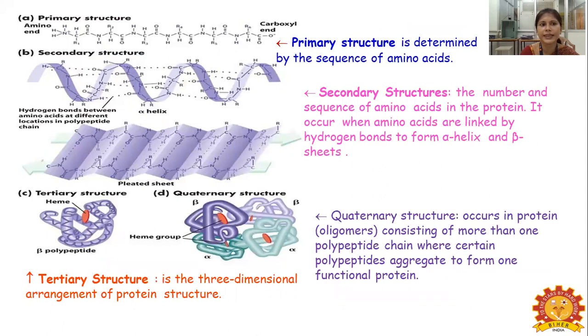So here we can see the individual structures. The primary structure is determined by the sequence of amino acids. The secondary structure occurs through hydrogen bonds, and there are mainly two types: one is the alpha helix, another is the beta pleated sheet. Next comes the tertiary structure, which is the three-dimensional arrangement of the protein structure. And the last one, a more complex structure, is the quaternary structure. This occurs in proteins consisting of more than one polypeptide chain, where certain polypeptides aggregate to form the functional protein.